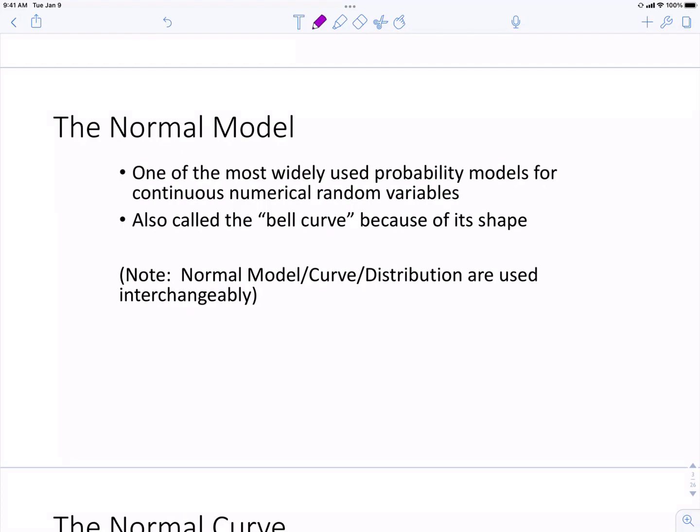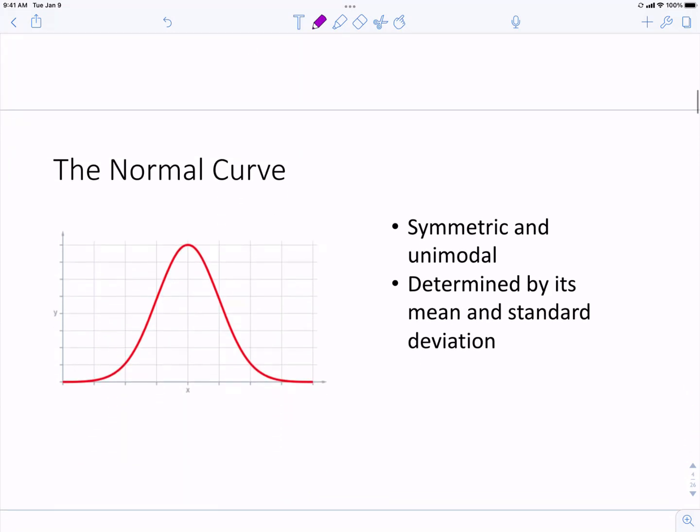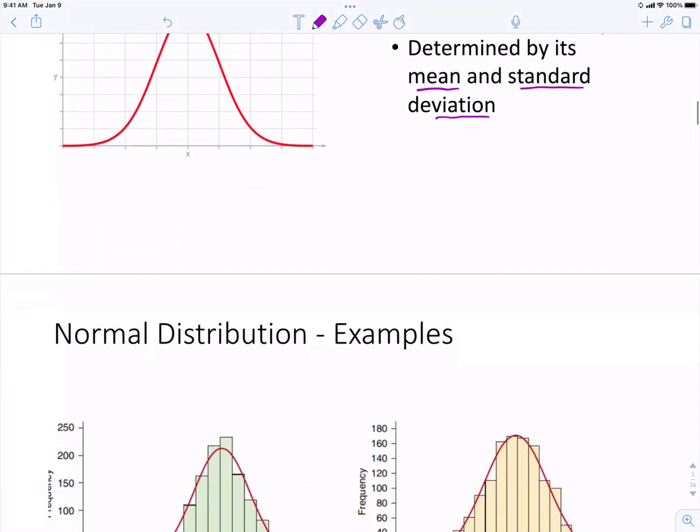So you just have to get used to the fact that there are different ways of referring to this model or curve. So here's the normal curve, which you've seen many times, and you can see why it's often called the bell-shaped curve. It's symmetric, unimodal, meaning it has one hump or one big hill shape in the center, and it's determined by its mean and its standard deviation. So what we mean by determined by the mean and standard deviation is that if you know the mean and standard deviation of a distribution, then you know exactly what the shape is going to look like. And there'll be some pictures of this in slides coming up.